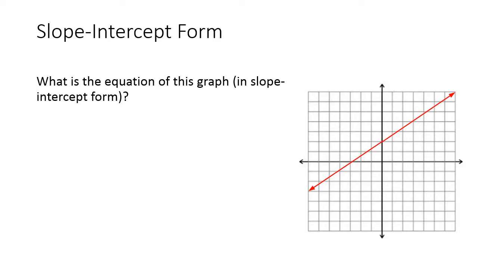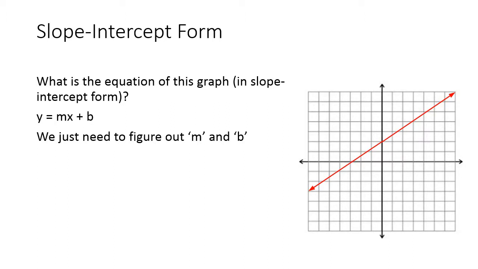What is the equation of this graph in slope-intercept form? So we have a line over here on this graph, and we want it in slope-intercept form. The first thing you want to do is write your slope-intercept form with just the variables. We just need to figure out m and b and plug those into that equation, and then you're done. You've given the equation of that graph then. So m is the slope, which is 5 over 7.